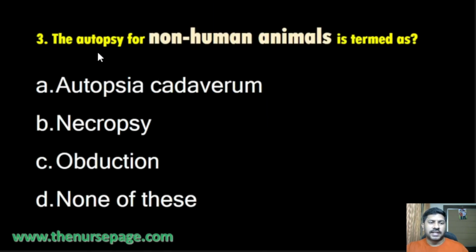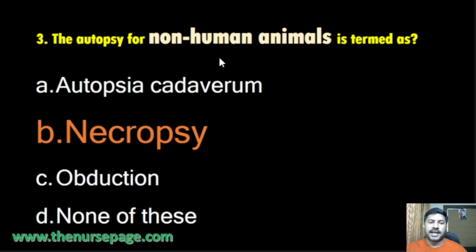Next question. The autopsy for non-human animals is termed as: autopsia cadaverum, necropsy, obduction, none of these. Correct answer is option B, necropsy. The autopsy for non-human animals is termed as necropsy.